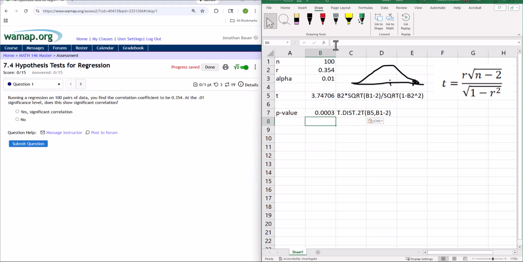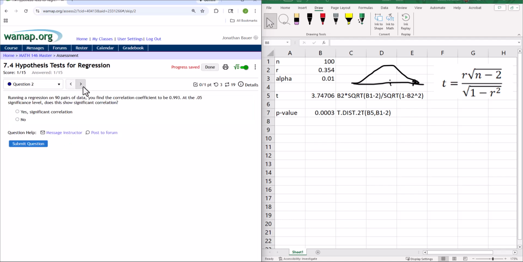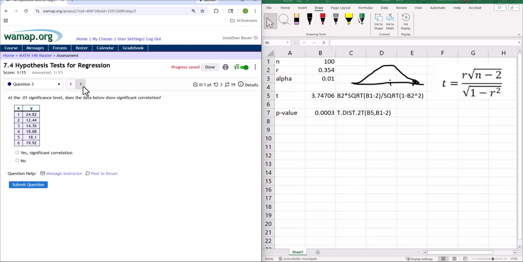So is this value here less than this value? 0.0003 is less than this, so this is significant. If your p-value is greater, then it's not significant. I don't necessarily love significant or not significant, but it is the language we use. Essentially they're asking you, is the p-value you find from the data less than or equal to this? If it's less than or equal to, it's significant. If not, it's not significant.